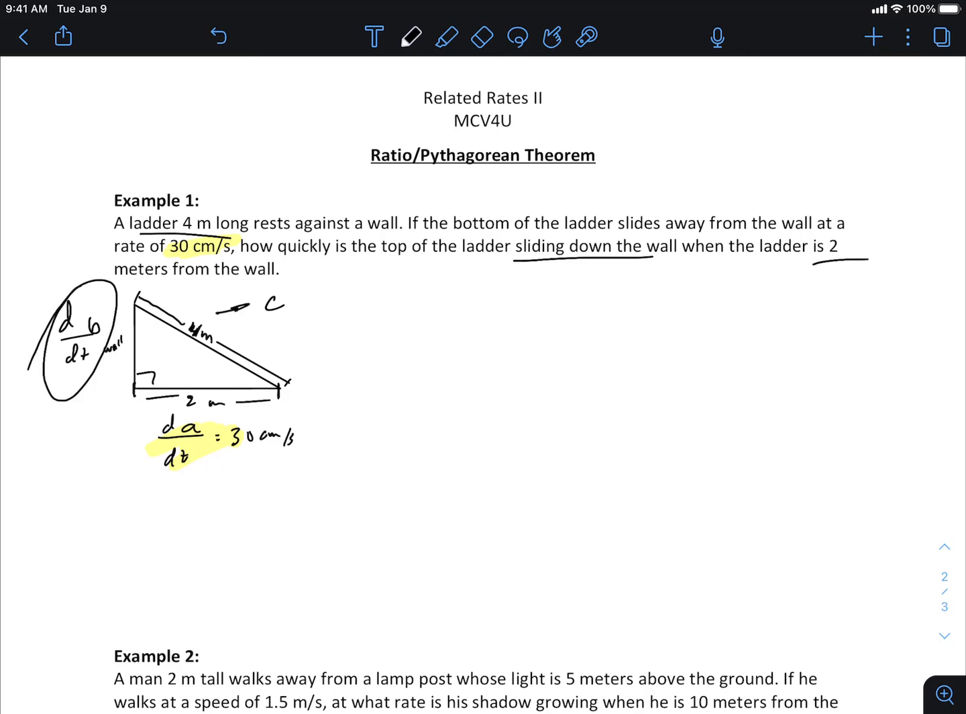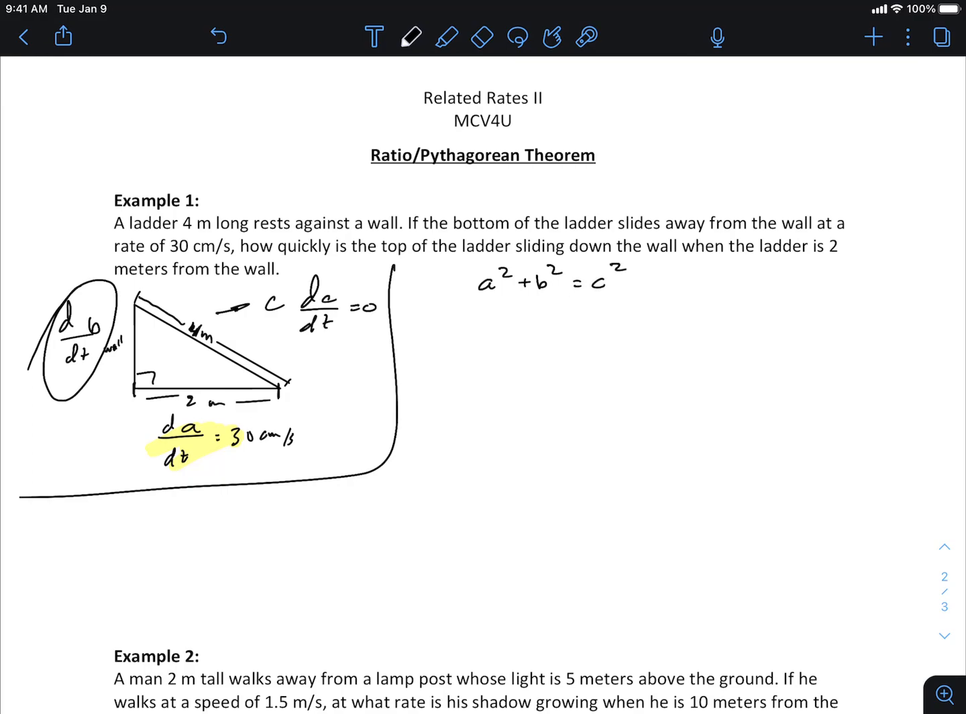The other thing, I suppose you could say, is that the length of the ladder is not changing. So we would say dC by dt equals 0. I think this diagram has taken care of most of what we need. Now we could write out Pythagorean theorem. It tells us that a squared plus b squared is equal to c squared.